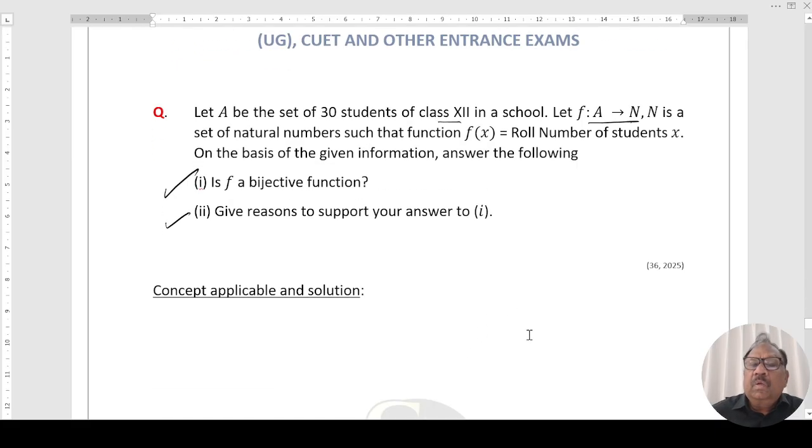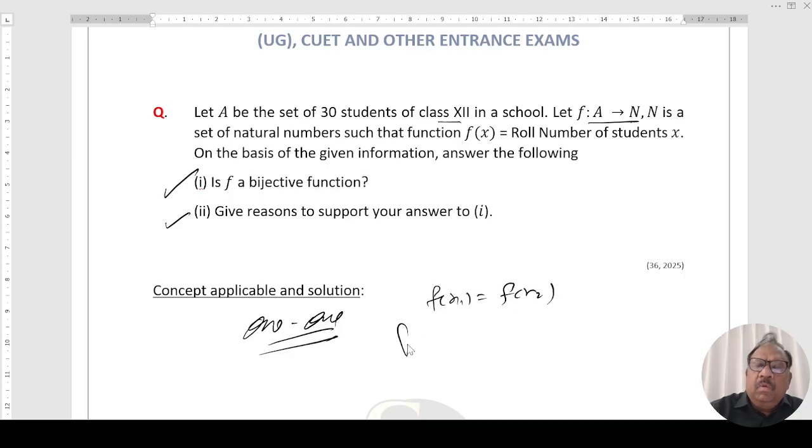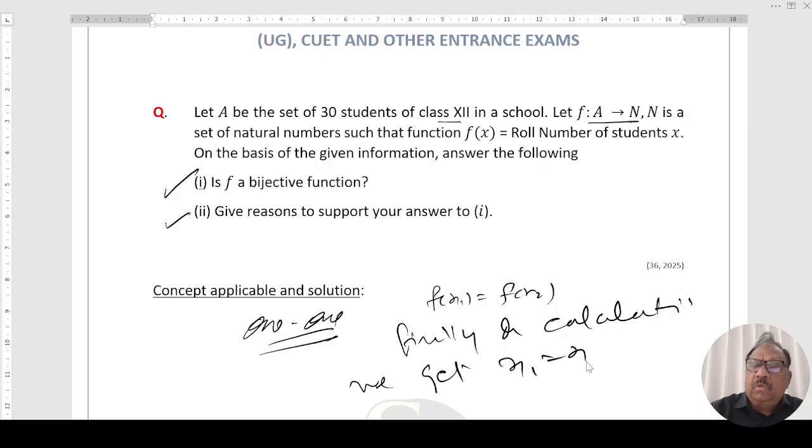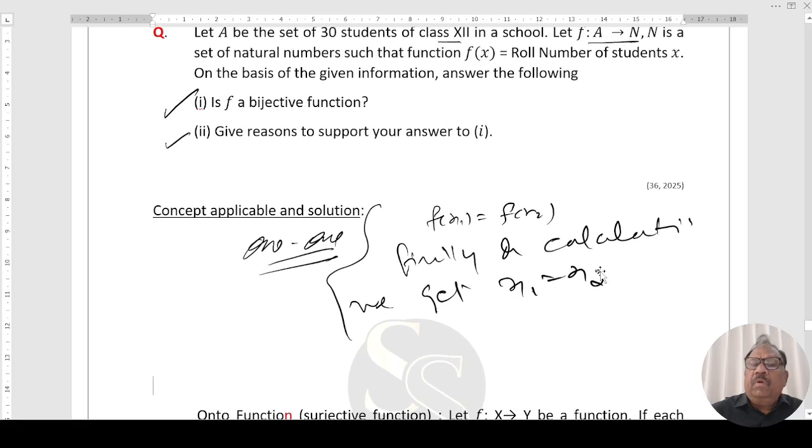First, is it 1 to 1? One-one means if f(x1) equals f(x2), then on calculation we finally get x1 equals x2. This is the mathematical way. Then this is 1, 1.